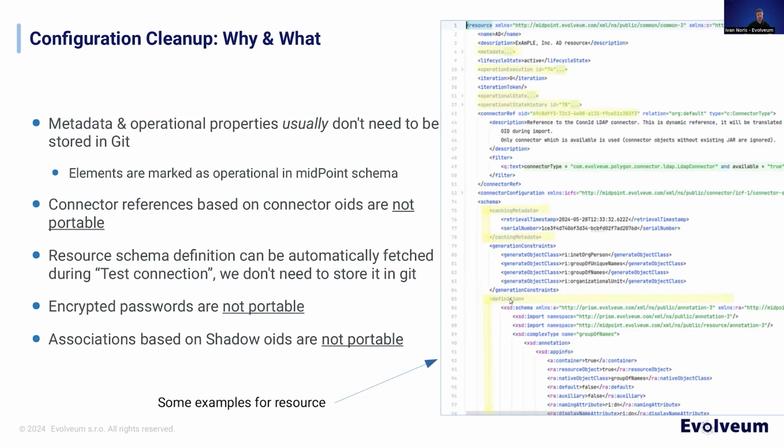Schema definition, resource schema definition. Usually you don't need to store it in Git because it will always be refreshed when you are doing test connection. The schema will be put into resource, so we don't need it usually. And as I mentioned, encrypted passwords, this is not portable, and associations based on shadow OID. So for example, roles created in MidPoint, which are pointing to specific entitlements, this is also not portable. So all this can be, let's say, fixed.